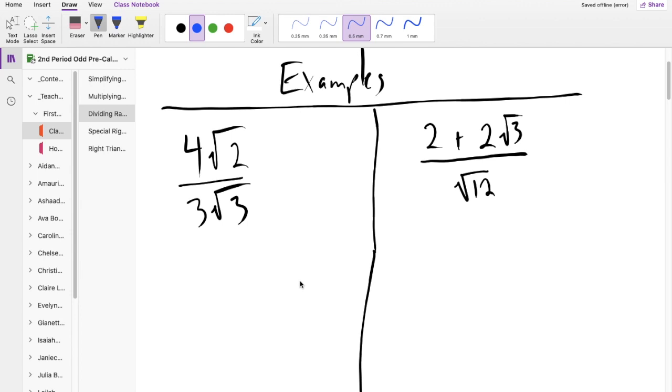To do that, the best way to rationalize the denominator is to multiply whatever irrational number is in the denominator by itself, because the square root of 3 times the square root of 3 gives you 3. You get a perfect square, and 3 times 3 is 9, and the square root of 9 is 3. So we can simplify or rationalize these denominators that way.